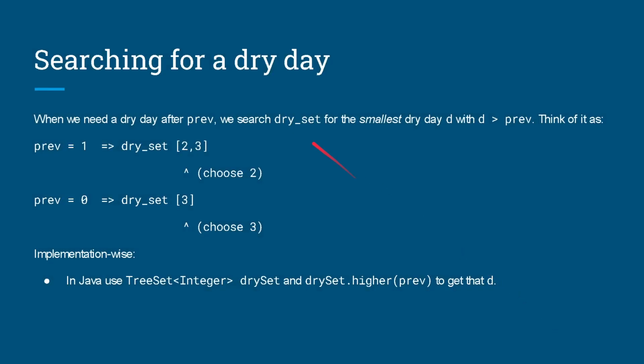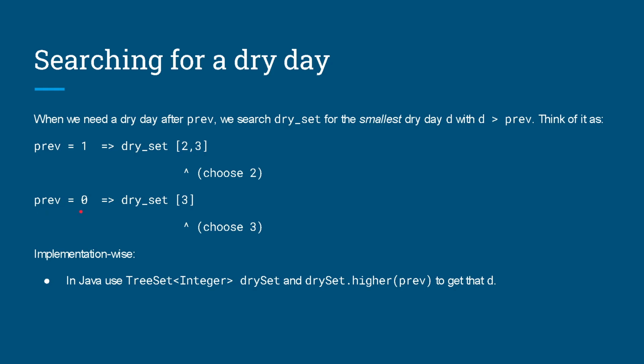So let's talk about searching for a dry day. When we need a dry day after previous, we search the dry set for the smallest dry day with d greater than previous. Think of it like this: if we have previous equal to 1, and the dry set is 2 and 3, we will choose a day which should be greater than 1. That is why we are choosing these two.